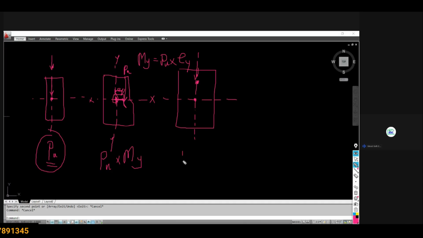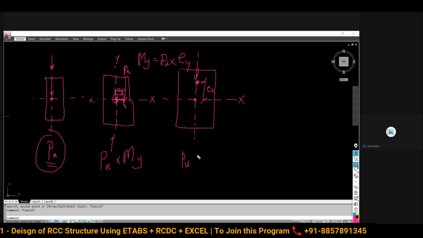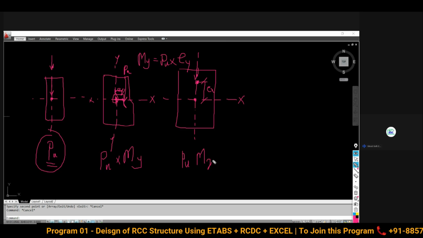In this case, what is happening? The axial load on your column is coming, but the eccentricity is generated about the X axis. So I am going to call it ex. So it is going to become a moment about the X axis.